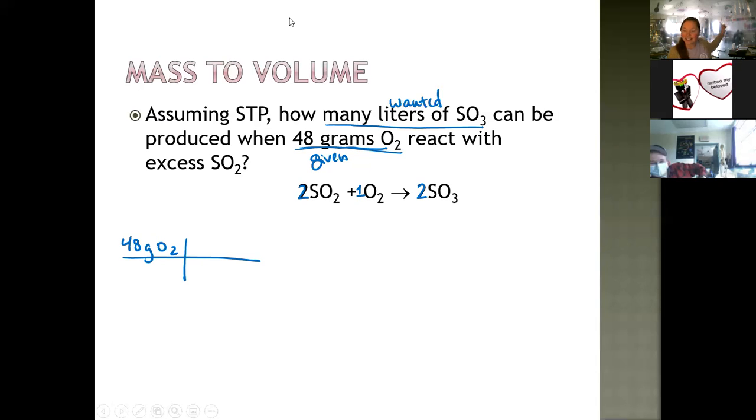Convert it to moles. Exactly. Always go to moles first. I've got grams on top. Oh, I turned the pen off again. I've got grams on top. I want grams to go away, so I'm going to put grams on the bottom. I'm going to turn my grams into moles, put moles on the top.